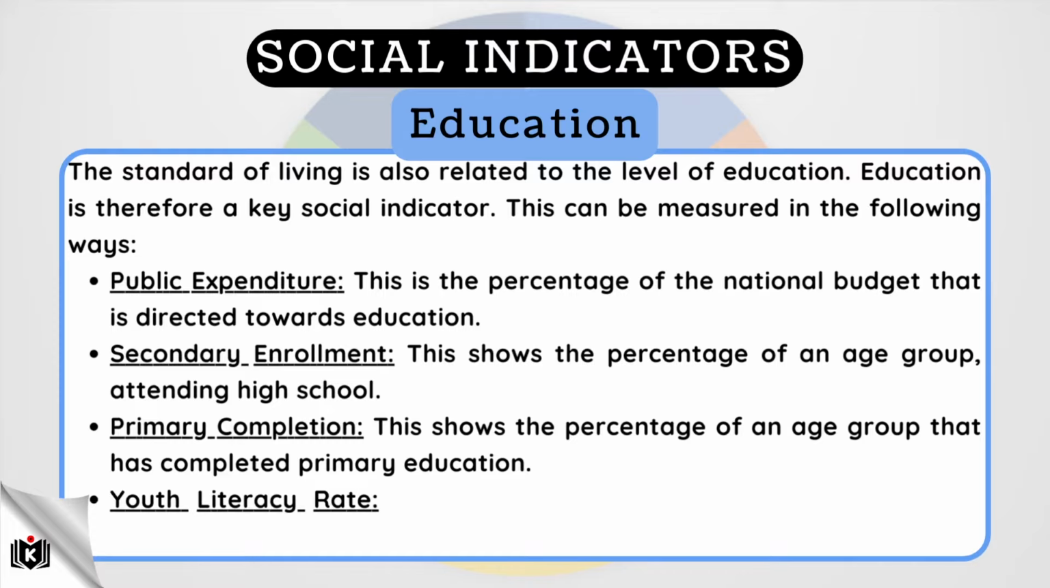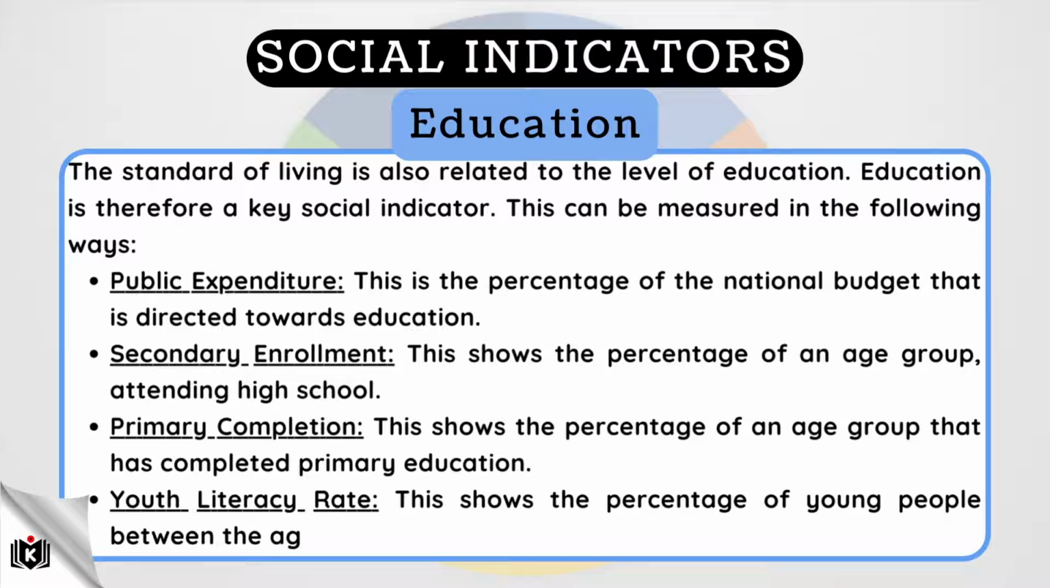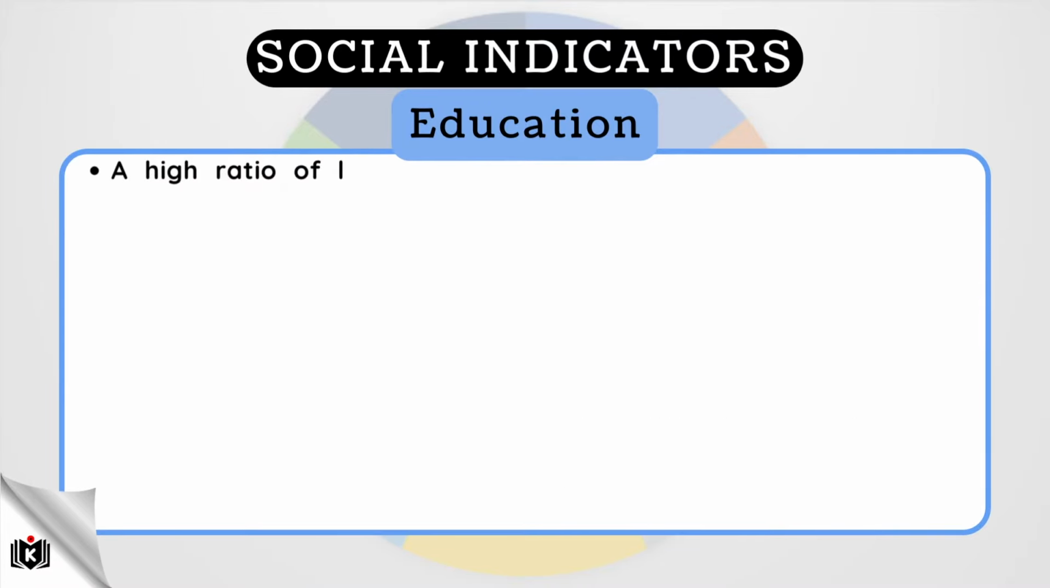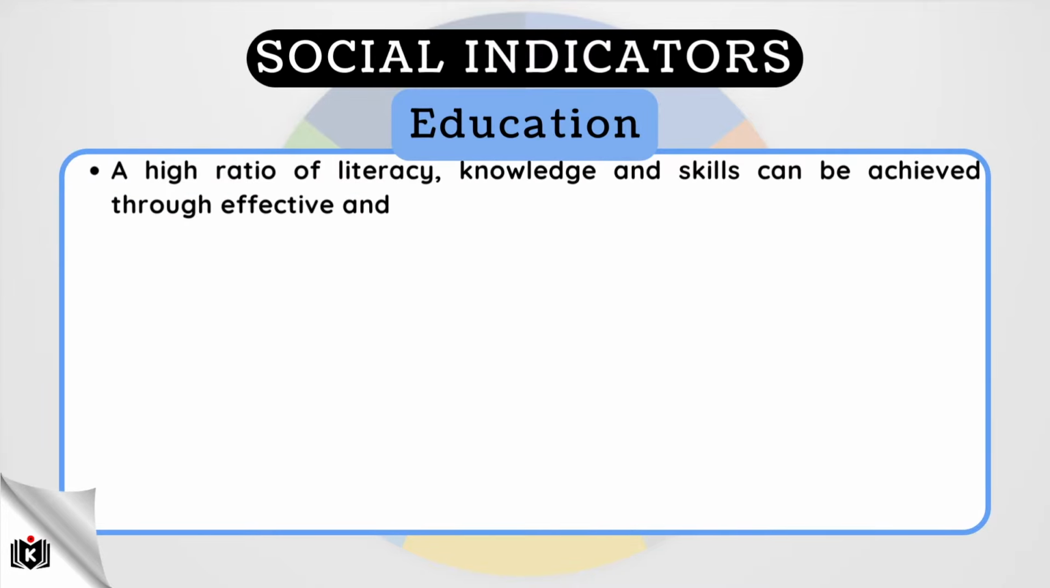Youth literacy rate. This shows the percentage of young people between the ages of 15 and 24 who can be considered literate. A high ratio of literacy, knowledge and skills can be achieved through effective and appropriate education and training.